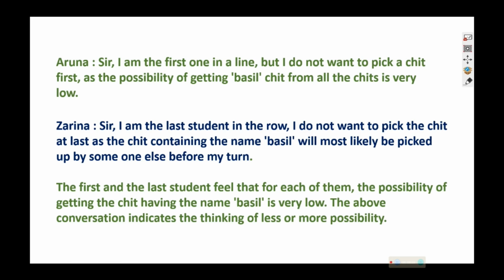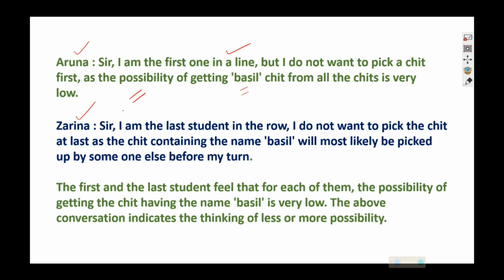Then, as soon as the teacher told us to stand in line according to roll number, Aruna, one of the students, said, sir, I am the first one in the line. She is standing number one. But I do not want to pick up a chit first. Why? The possibility of getting the basil chit from all the chits is very low. Taking out the basil chit from so many chits, I don't think I will get it. The possibility is very low.